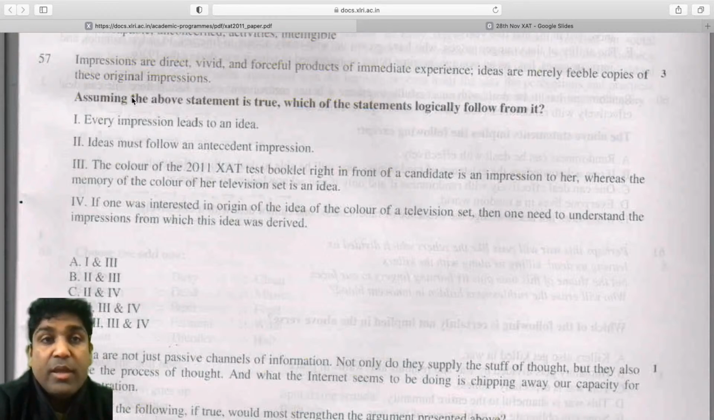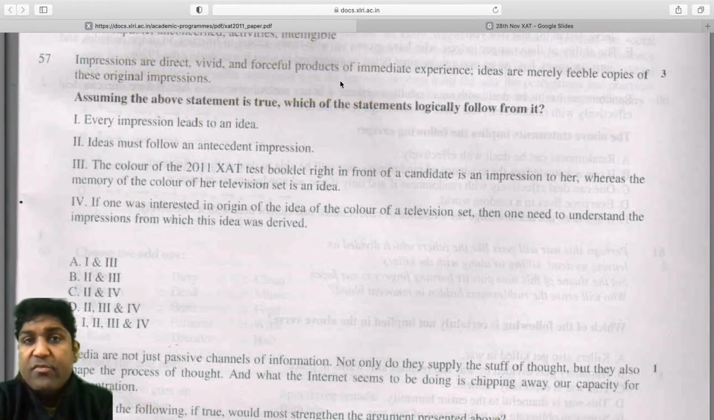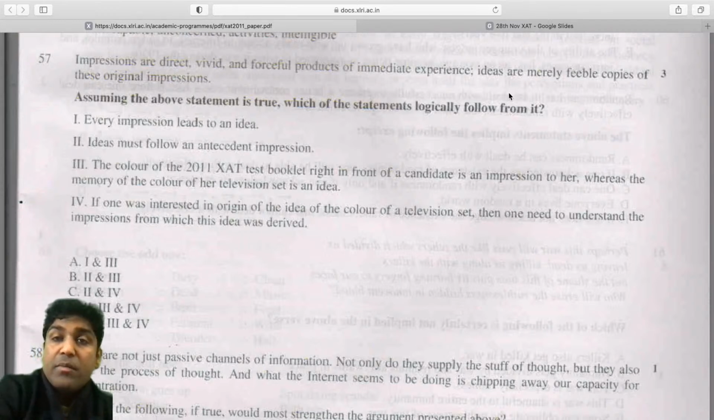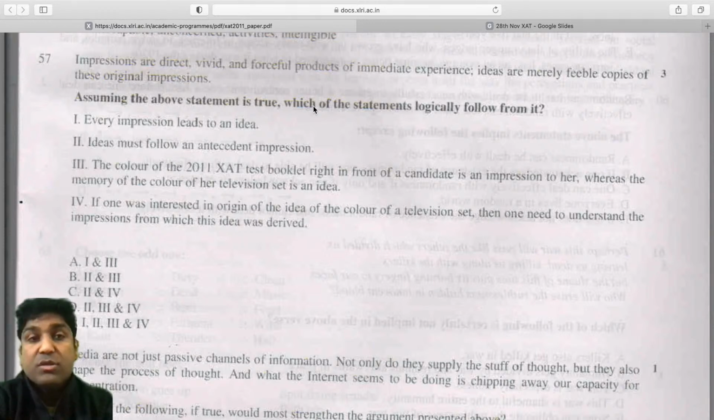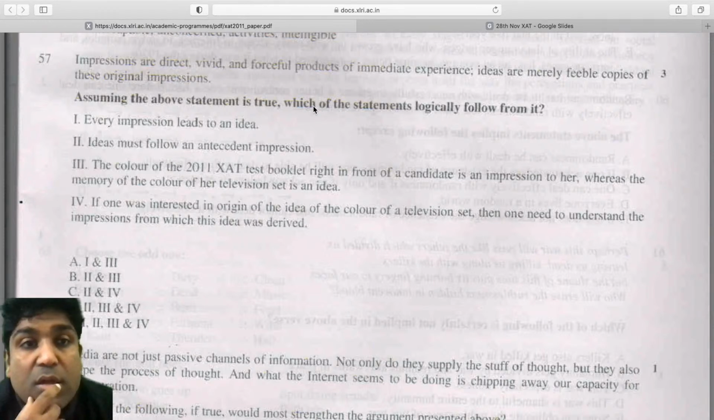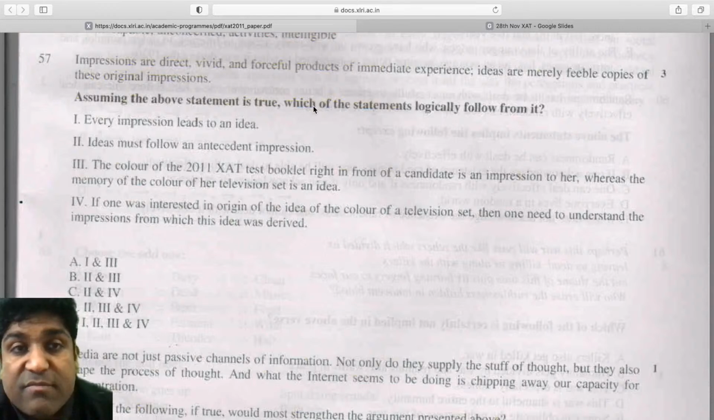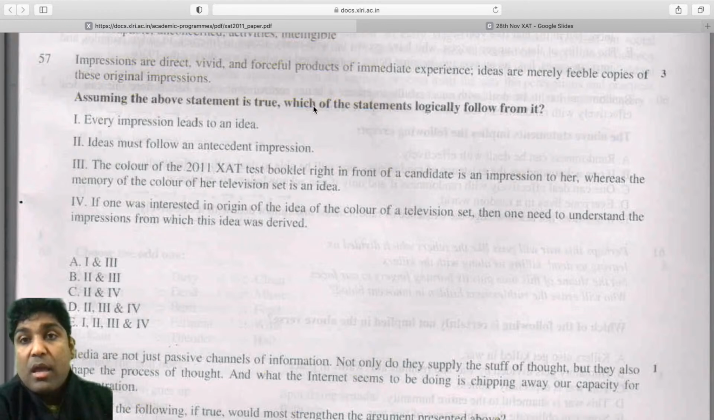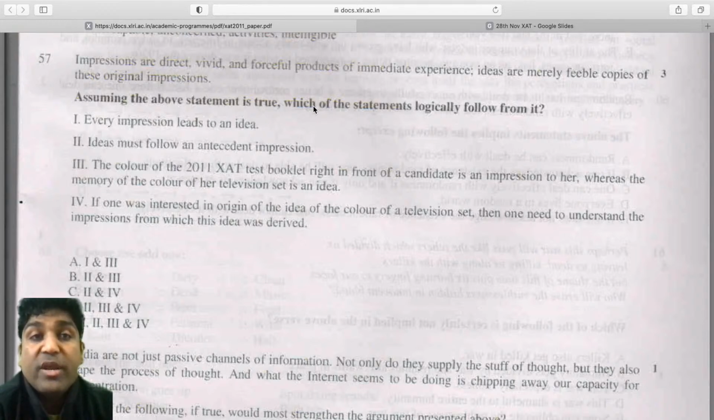Impressions are direct, vivid and forceful products of immediate experience. Ideas are merely feeble copies of the original impressions. 57 is saying that impressions are vivid, direct and forceful products of immediate experience, and ideas are merely feeble copies of these original impressions. So they are saying that impressions are more powerful.